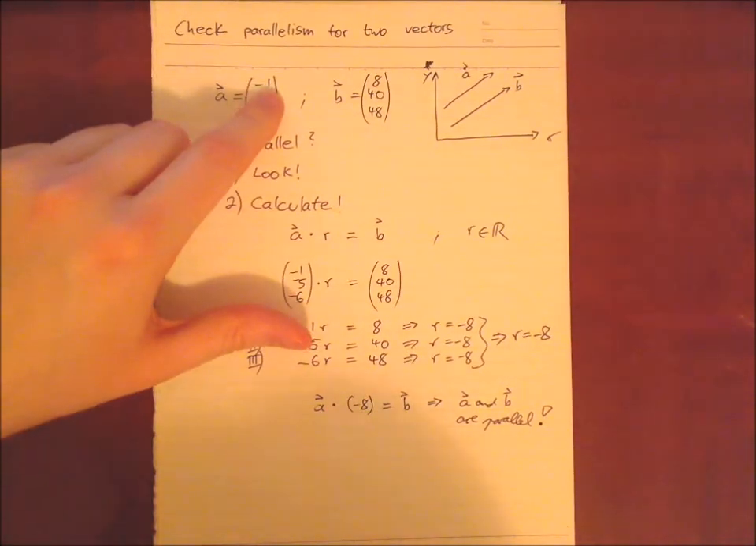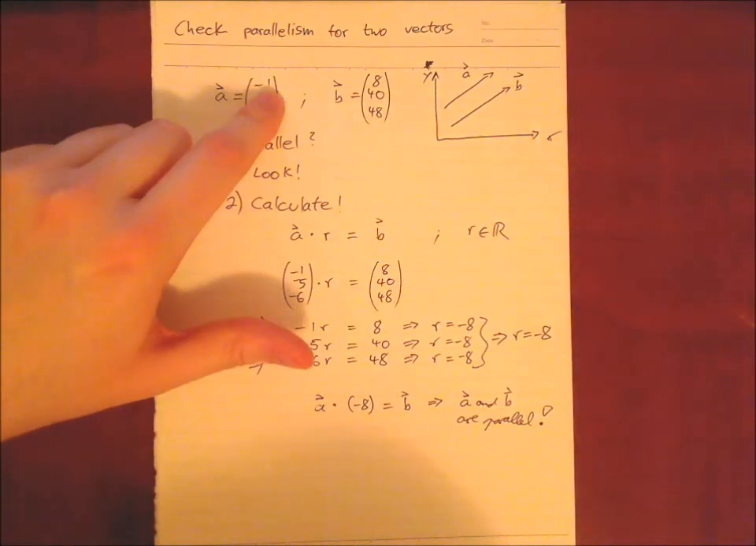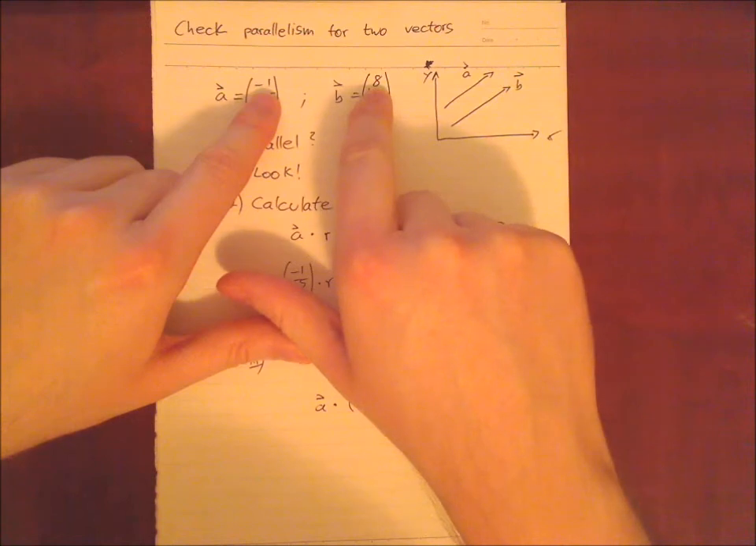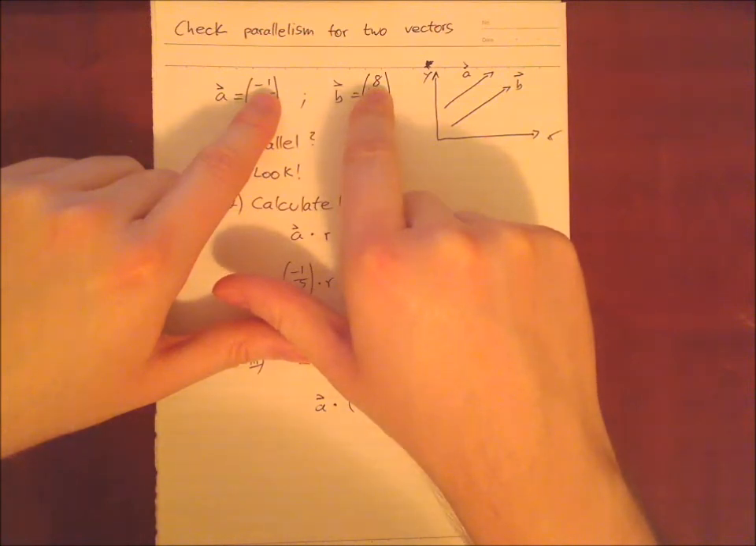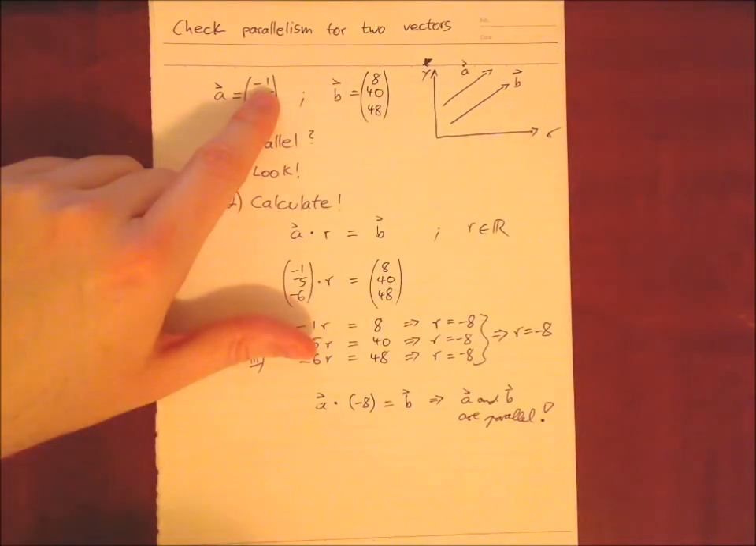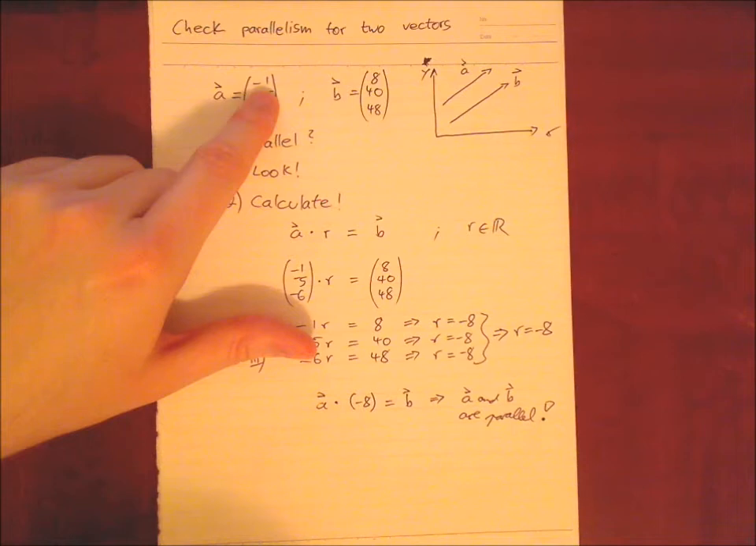Start with easy numbers like 1. Sometimes also 0 is very nice. If you would have a 0 here and here an 8, then you know, okay, whatever you multiply with 0, you end up with 0, but with 8 it's different. So 8 is not a multiple of 0. Then you could say they're not parallel.